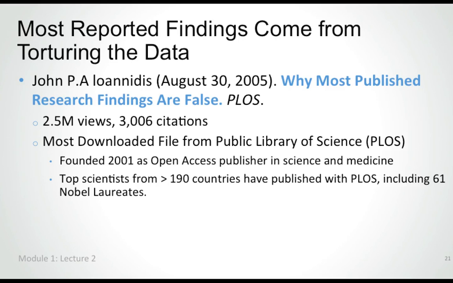The next time you hear or read about the results of some study, remember this. Most published research findings are false. The significant findings reported in most studies result from analysts torturing their data until they get significant results. John Ioannidis' paper, Why Most Research Findings Are False, is the most downloaded file from the PLOS website. The study's been downloaded 2.5 million times, and it has been cited over 3,000 times. Torturing the data is a real problem in the world of data analysis.